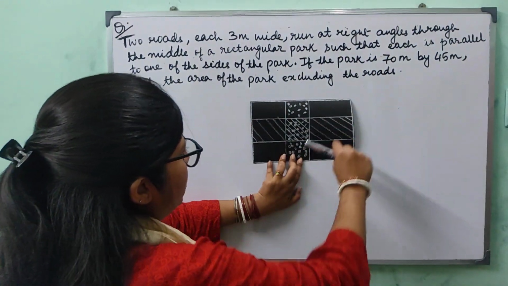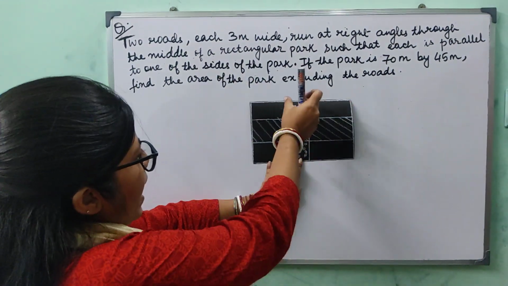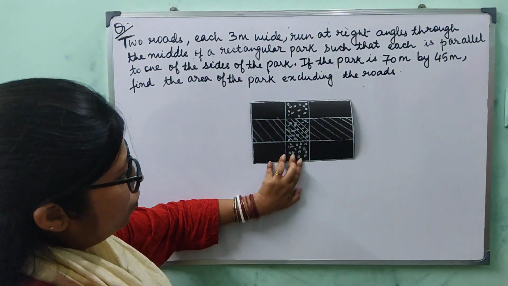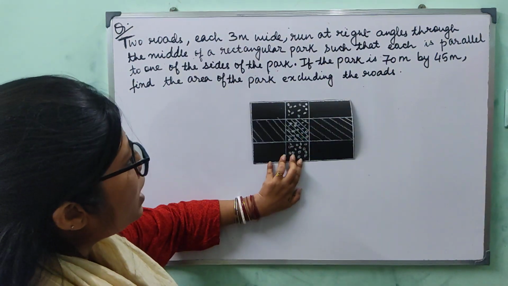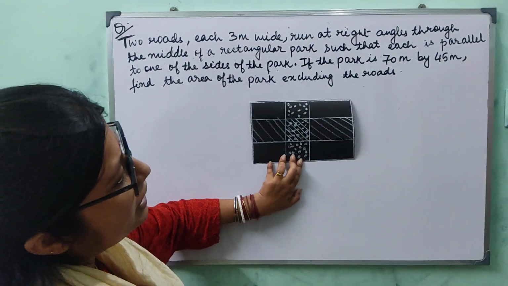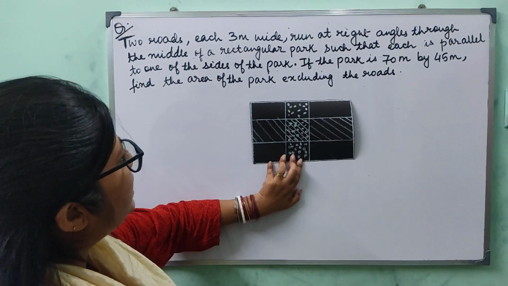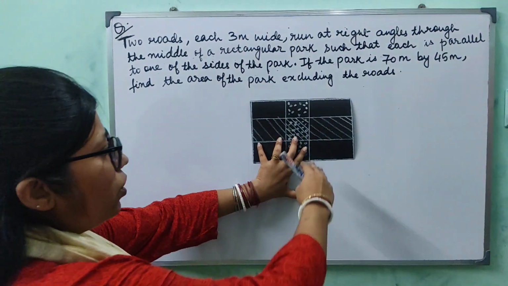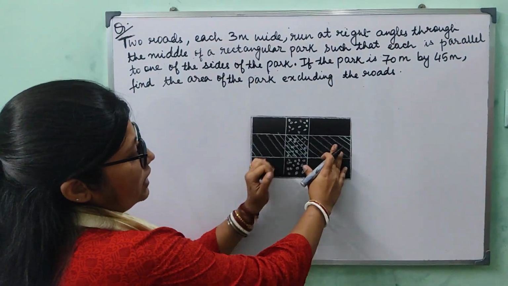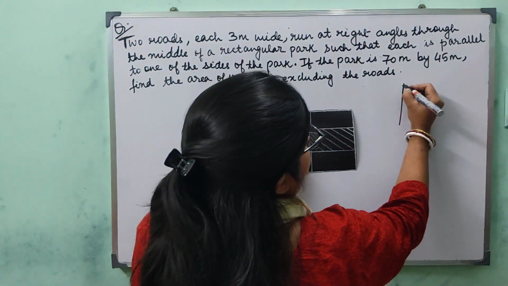So here this road is parallel to the length and this road, that is the vertical road which is over here, is parallel to the breadth. If the park is 70 meter by 45 meter, find the area of the park excluding the roads. This is what the sum is all about. So okay, now I'll just take down the figure over here.